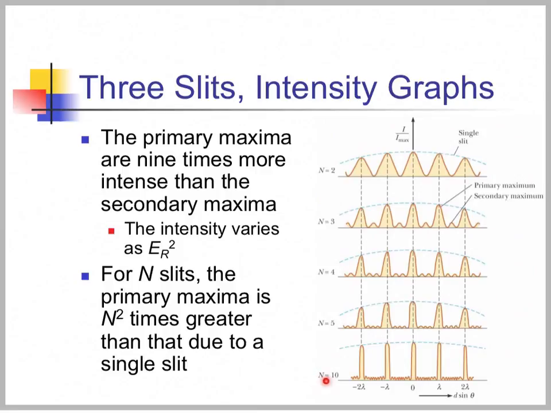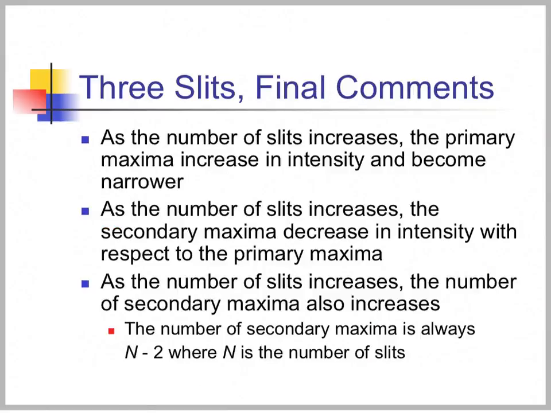Notice that the more slits we have, the sharper these peaks are going to become. So as the number of slits increases, the primary maxima increases in intensity and becomes narrower. As the number of slits increases, the secondary maxima decrease in intensity with respect to the primary maxima. As the number of slits increases, the number of secondary maxima also increases. The number of secondary maxima is always n minus 2, where n is the number of slits.